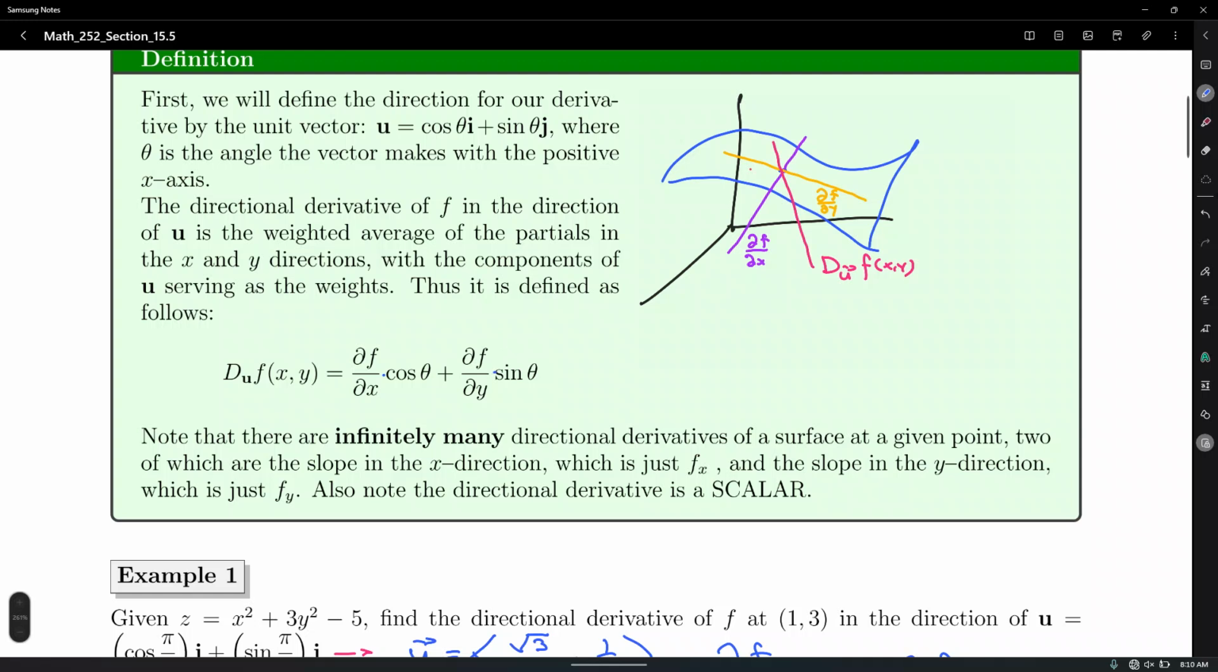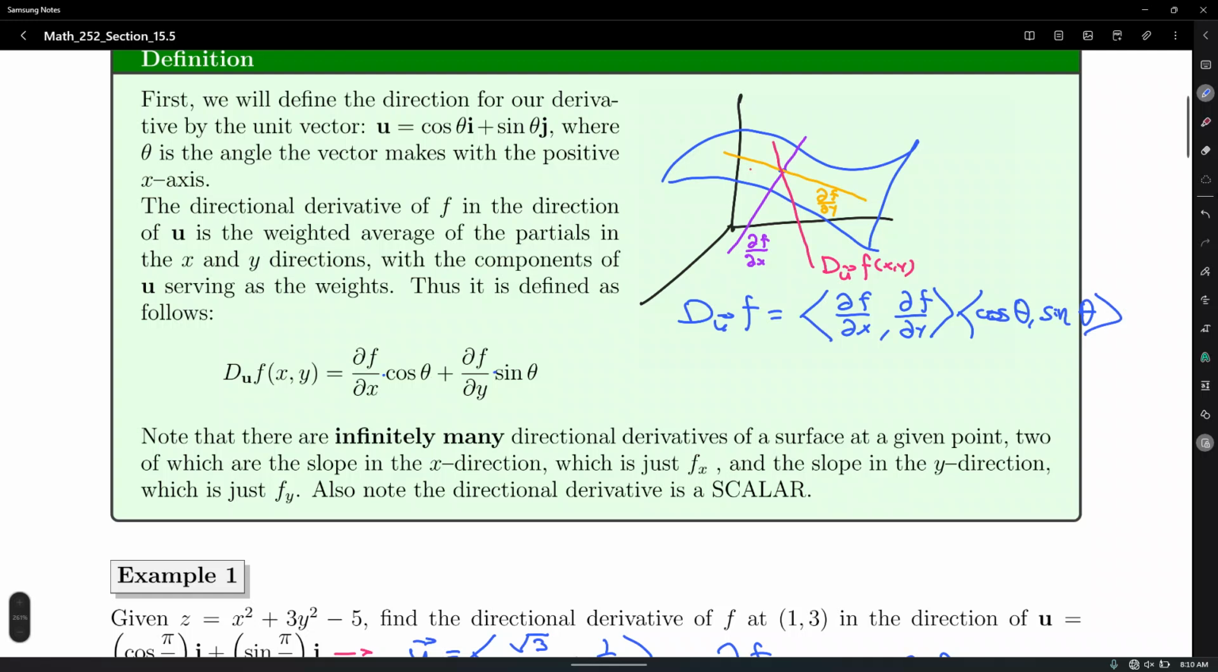Doesn't that look like the result of doing a dot product between two vectors? What are those two vectors? So the direction of view of f, those two vectors are the following: the partial with respect to x, comma, the partial with respect to y, and cosine of the angle, sine of the angle. If you do the dot product between those two vectors, don't you get this scalar right here?